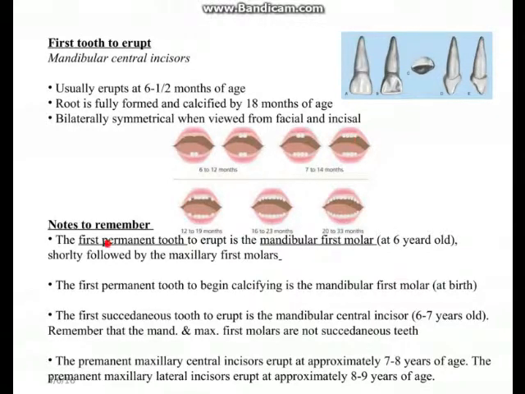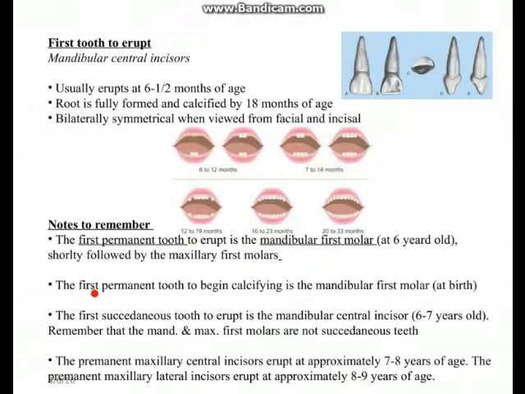Okay, notes to remember. The first permanent tooth to erupt is the mandibular first molar, which is the cornerstone of the mouth, remember? And that happens at 6 years old. Oh, I'm sorry, I should have put an S. It's okay. At 6 years old, it's shortly followed by the maxillary first molars. Now remember, at the age of 6 months, the lower central incisors erupt, followed by the maxillary central incisors, right? For the first permanent tooth, just remember the number 6: it's going to be the mandibular first molar, followed by the maxillary. The mandibular teeth are usually more likely to erupt before the maxillary. Just keep that in mind when remembering the eruption sequence.